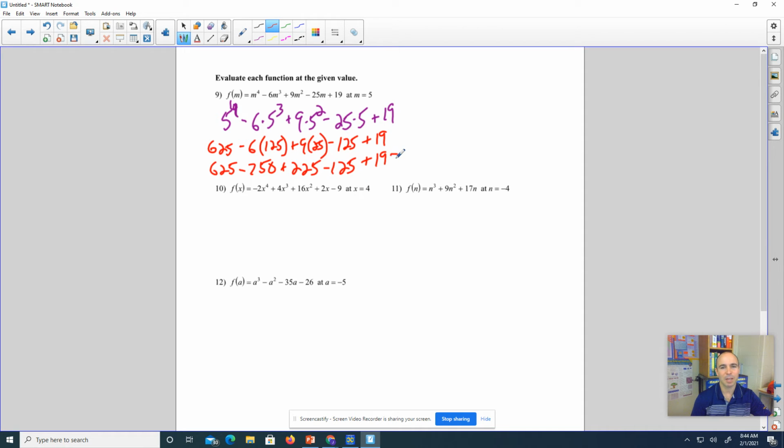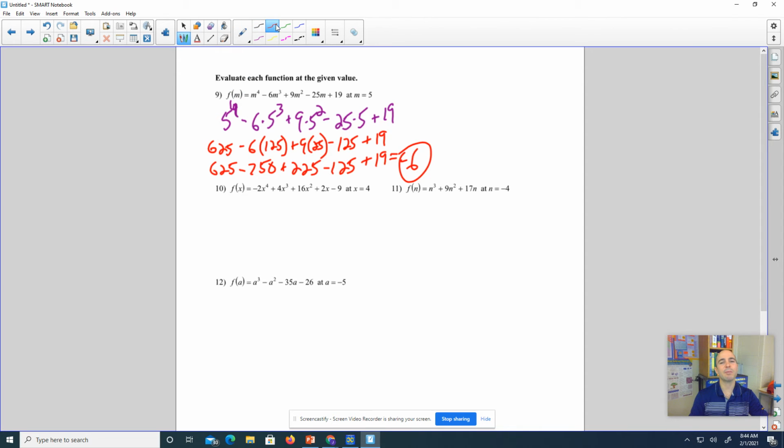Okay, I'm going to get my calculator out here just to make sure I'm not making any mistakes. 625 minus 750 plus 225, right, minus 125 plus 19 equals -6. All right. Cool. Now, the shortcut.